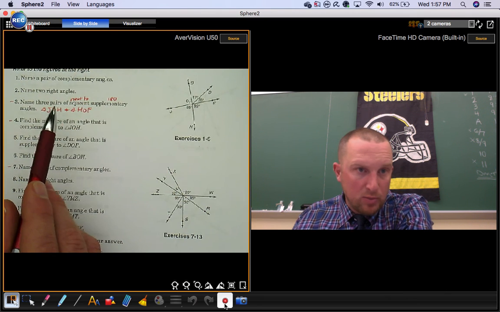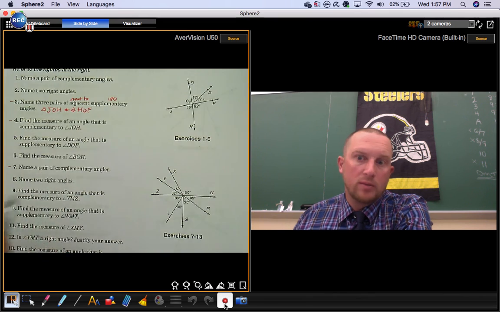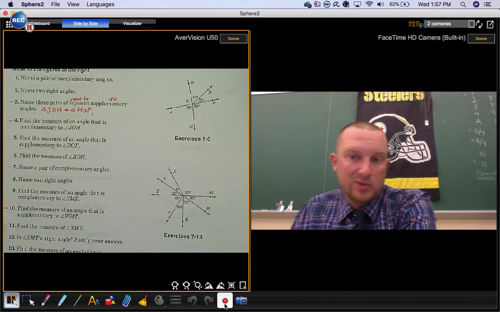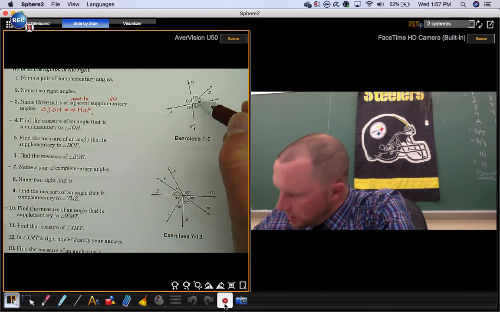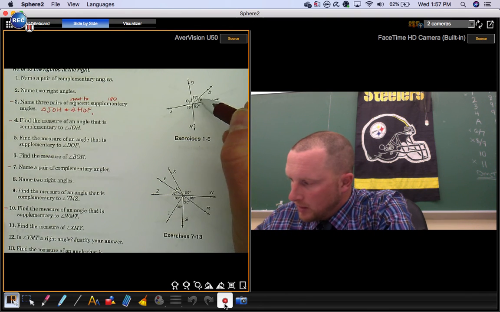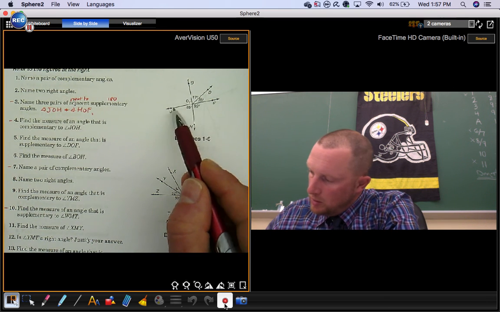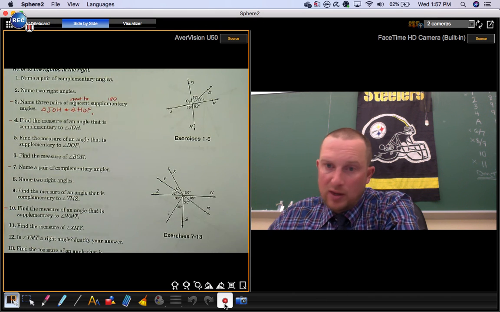Now they wanted 3 pairs. I just listed 1 pair. So I've got to find 2 more pairs. 2 angles that are next to each other that add to 180. So you can check these 2 angles, but they don't add to 180. Same thing with these 2 and these 2 and these 2. So what in the world are you going to do? Well, you know this angle JOF is a straight angle.